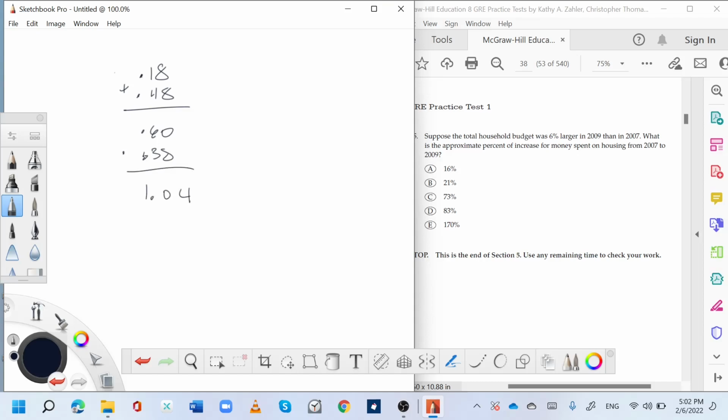0.18 + 0.48 + 0.66 + 0.38 = 1.04. And then we're going to get 0.38 × 1.06x − 0.22x. And 1.04 − 0.22 = 0.82. Roughly. So D. Alright, gotta go.